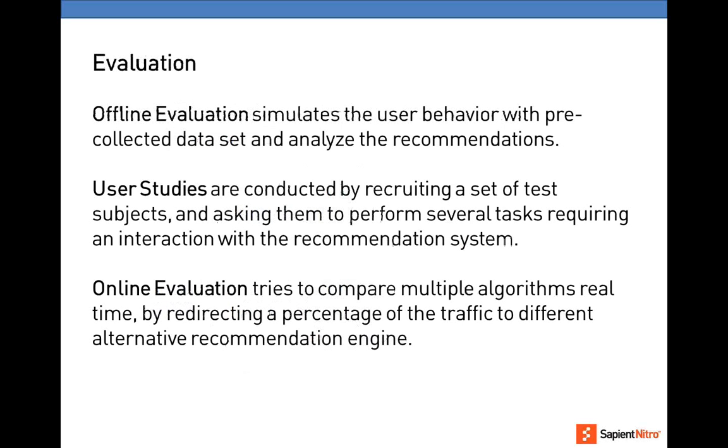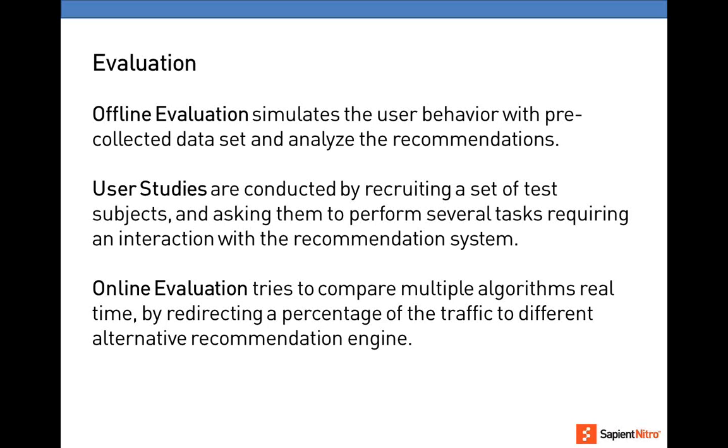Once we say that we have to implement, or we implemented a system, it also needs evaluation of how our system is doing. There are different types of evaluation that a person or a team can do. One is offline evaluation, where we try to simulate the user behavior on a pre-collected data set and then we analyze the recommendations. This is one of the easiest ways to do evaluation because you don't have to interact with the users. You have all the results with you. You can tweak the system as and when you want. You can change algorithms and all.